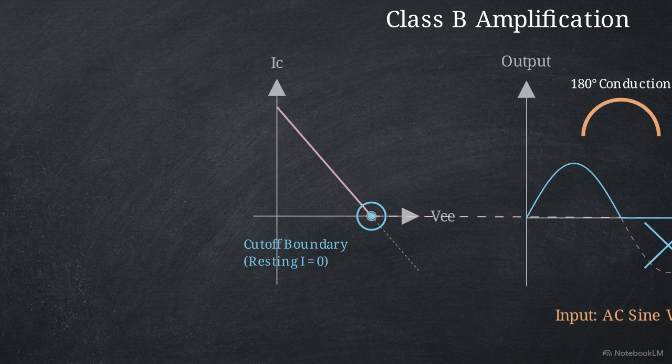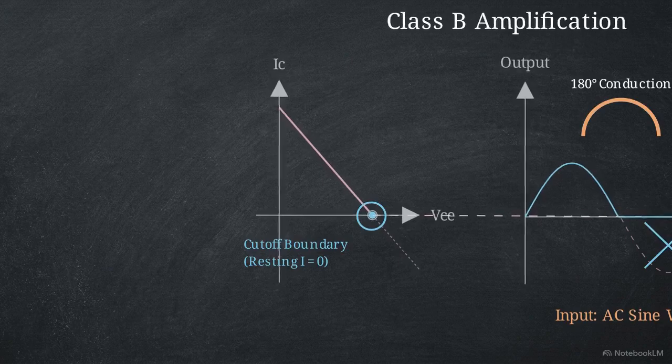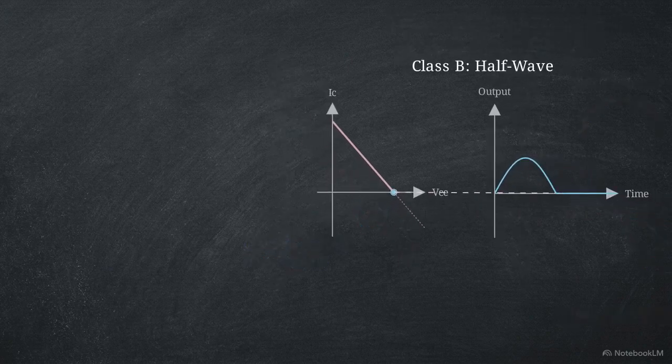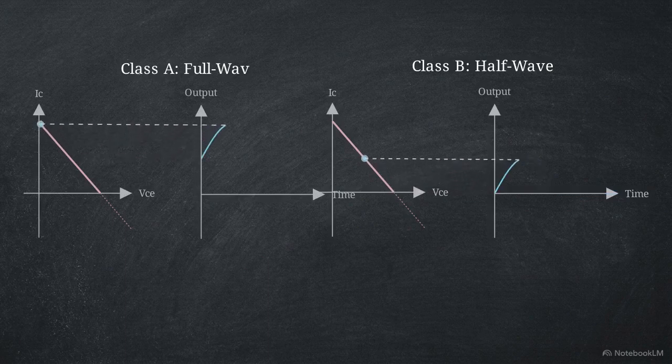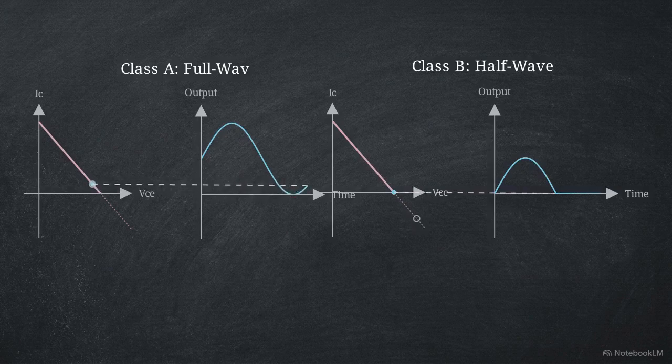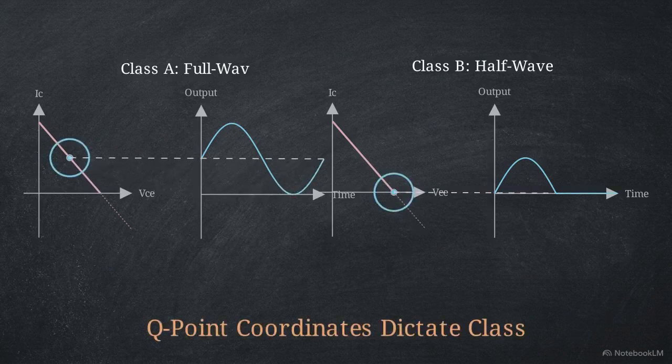Moving the Q point to the cutoff boundary converts the amplifier from a full-wave reproducer into a half-wave rectifier through geometric positioning alone. Side by side, we see the full-wave output of Class A contrasting with the chopped half-wave output of Class B. Both result from identical input signals on the same load line. Classification is dictated purely by the resting Q point's coordinates.